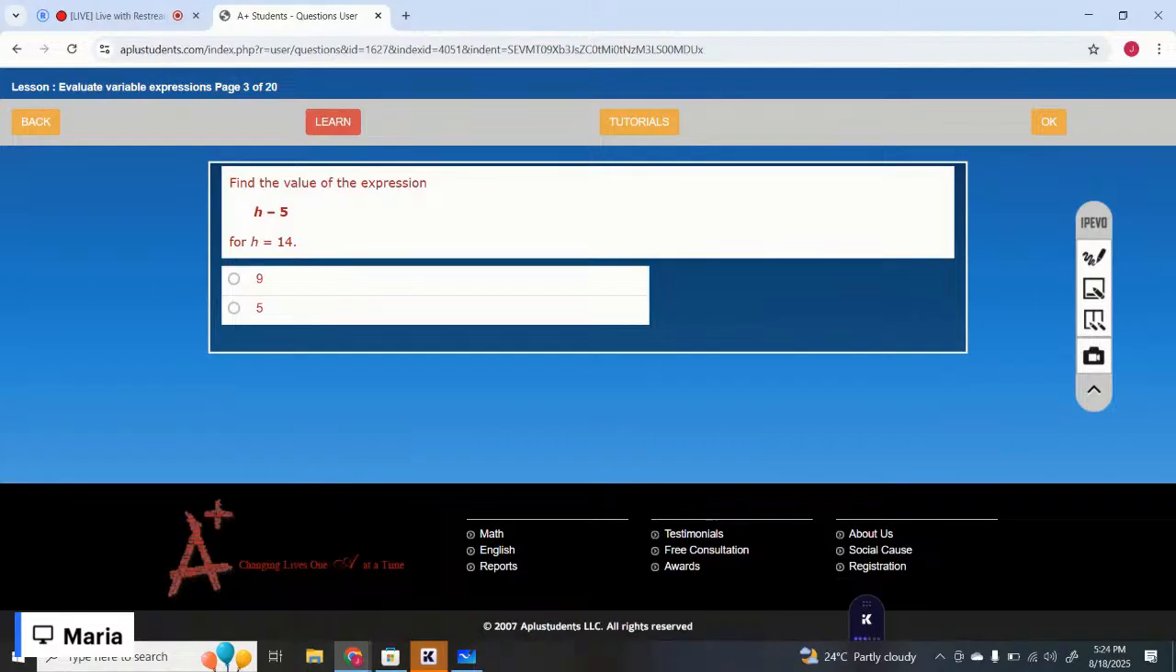Find the value of the expression h minus 5. That is 9. Option number 1 is the correct option. That is 9.